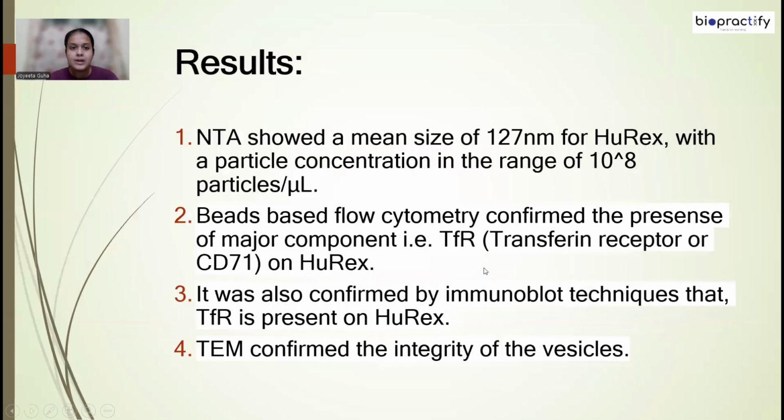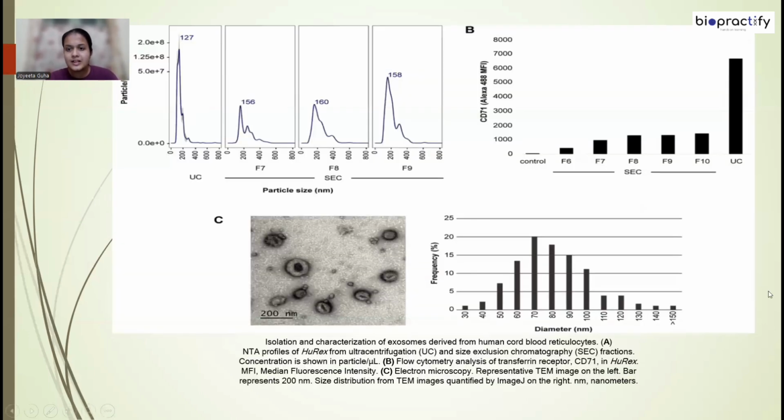Next point, bead-based flow cytometry confirmed the presence of the major component TFR, transferrin receptor, or CD71, on Hurex. This is a biomarker, as I already mentioned in the previous slides. In this graph, again, the sample obtained from ultracentrifugation shows the most abundance of CD71 among all the other samples. Here Alexa 488 is written. This Alexa 488 is basically the fluorescence dye which is being used.